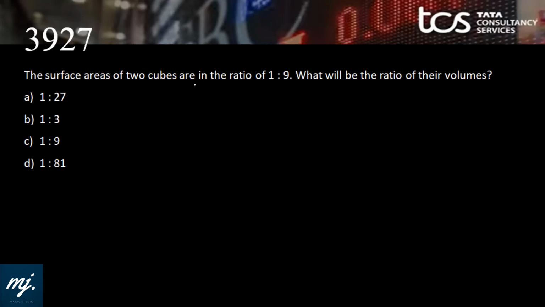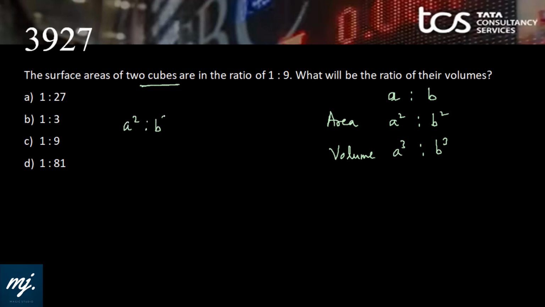The surface area of two cubes are in the ratio 1:9, what will be the ratio of the volumes? Okay, so if we have two cubes and let the side ratio be A:B, then the surface area ratio is A²:B², and the volume ratio is triplicate ratio, that is A³:B³. Now it is given that surface area of two cubes are in the ratio 1:9. That means A²:B² is 1:9. That means subduplicate ratio A:B is 1:3.